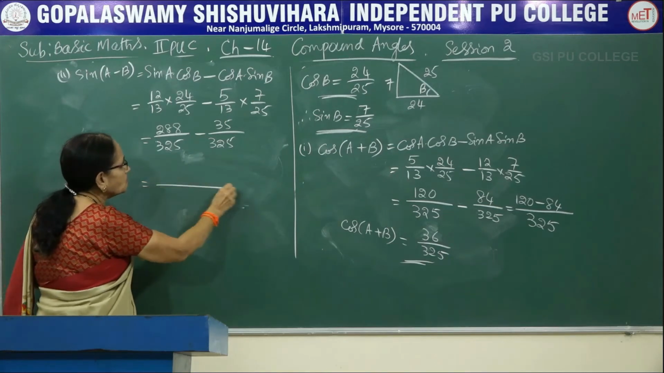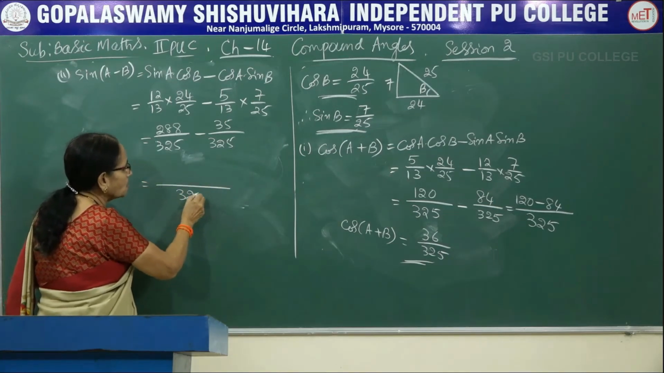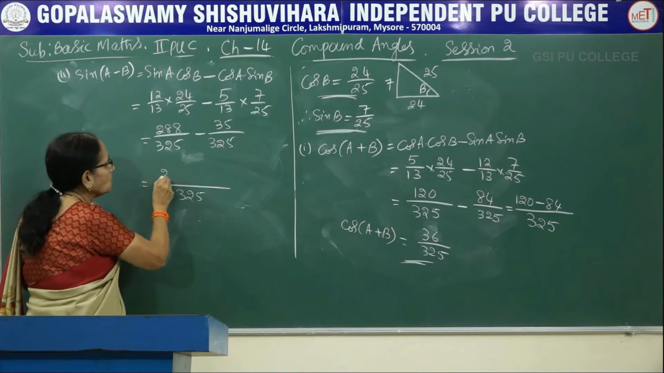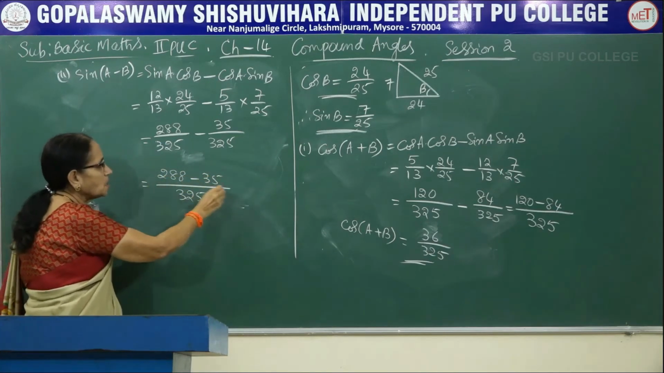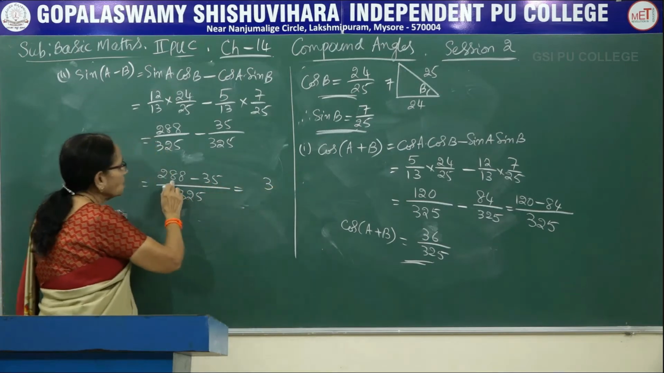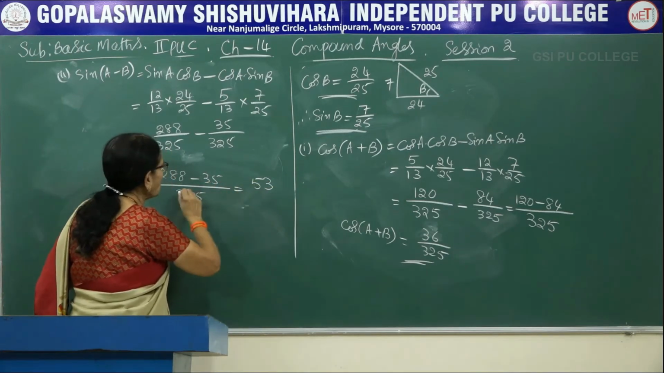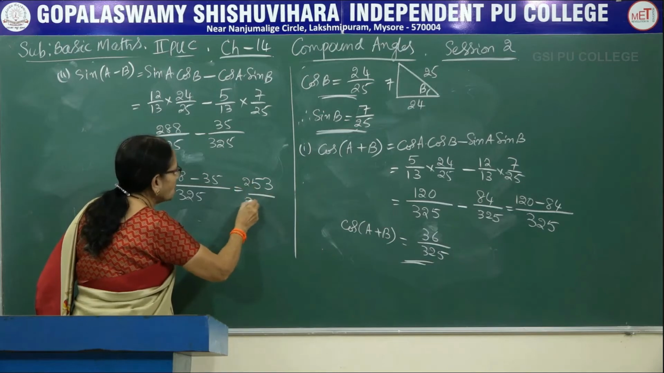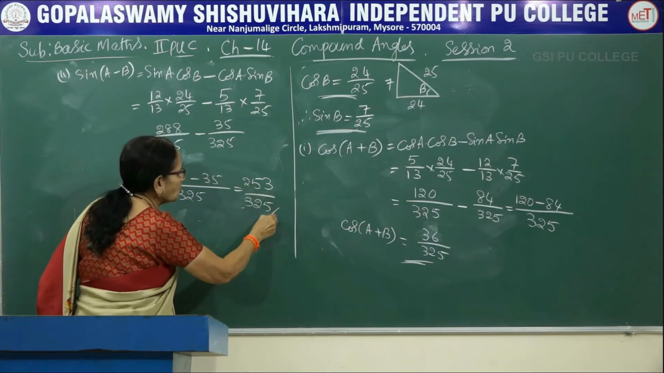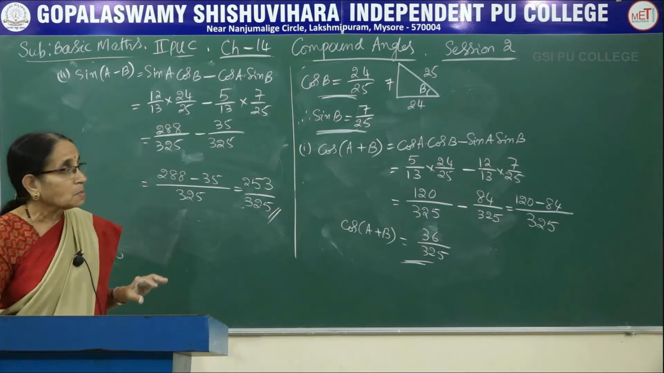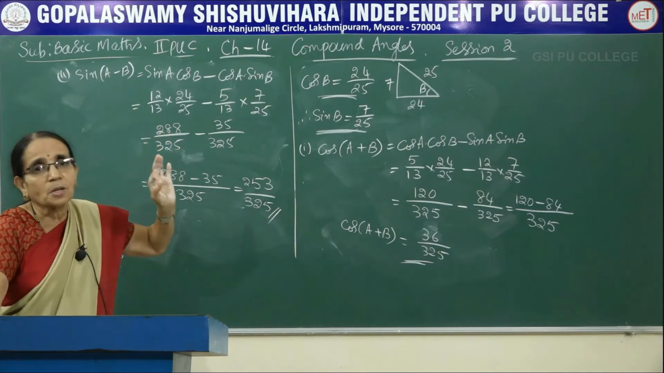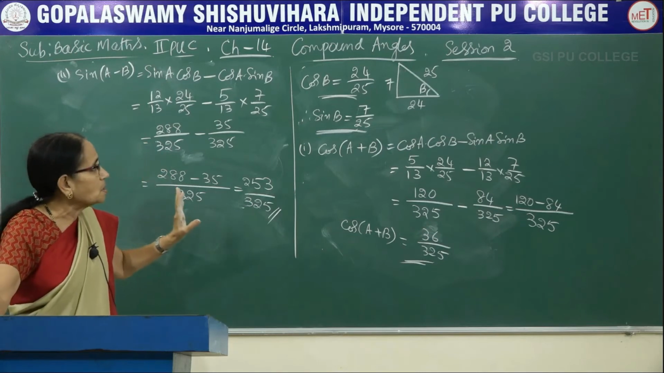7 5s are 35 and denominator 325. So it's a very simple arithmetical calculation. Write the numerators as they are. Subtract 8 minus 5, that is 3. 8 minus 3, that is 5. 2 divided by 325. Now this is the value of sin of A minus B. So you have to be careful to copy the problem correctly and copy the ratio.